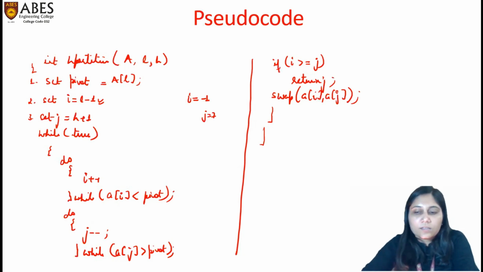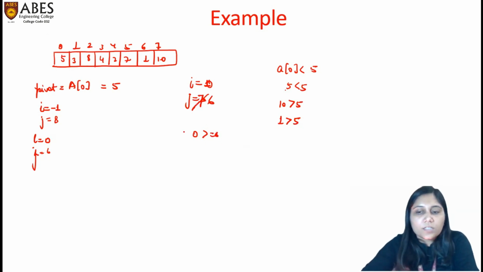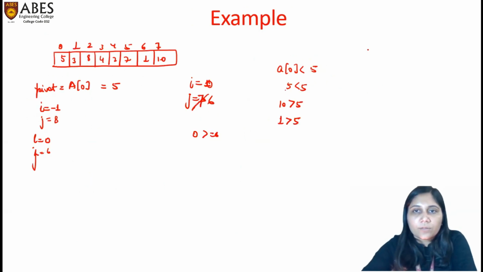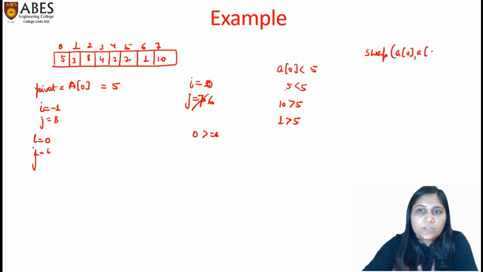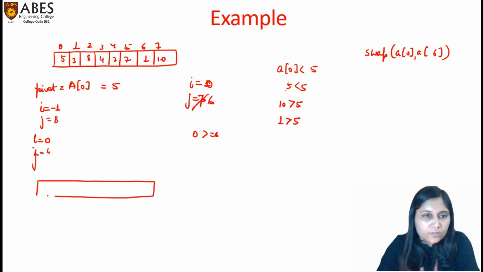Now i is for this, wait a minute, for this i is 0, and i greater than or equal to j, which is 6, the condition is false. If it is false, then what I have to do, I just have to perform the swapping. So I'm not going to enter into it. So swap A of 0 with A of j. j is 6, so directly I can perform it. So write it like this.